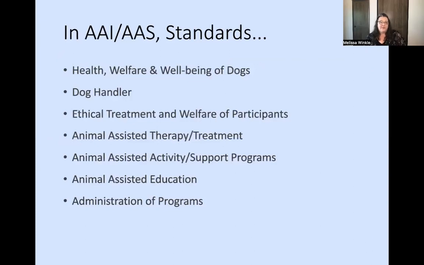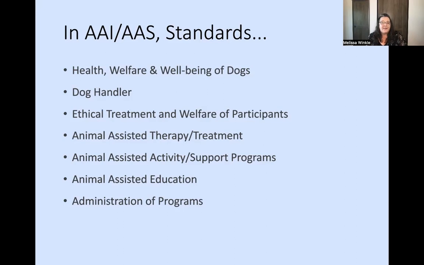In animal-assisted interventions or animal-assisted services, standards should cover most of these categories: health, welfare, and well-being of dogs, the dog handler. And remember that dog handler could be an outside team of a human animal that you call in to work in your sessions, or it could be you as a dog handler. So in my animal assisted treatment sessions, I handle my own dogs. So therefore I'm a dog handler.